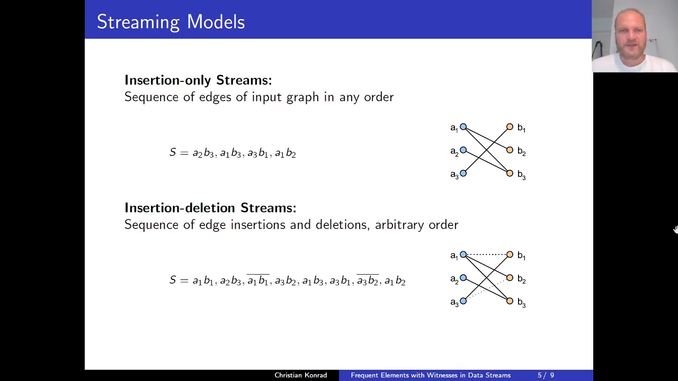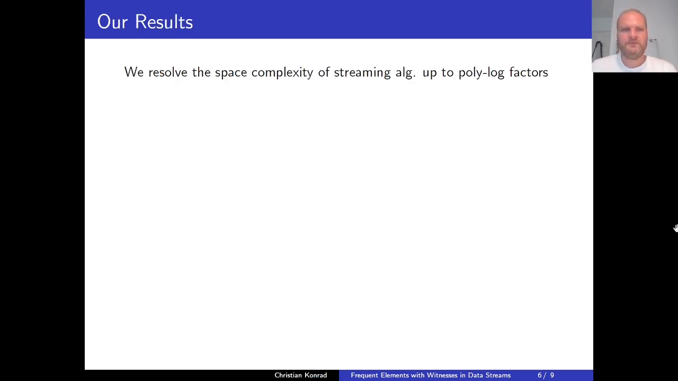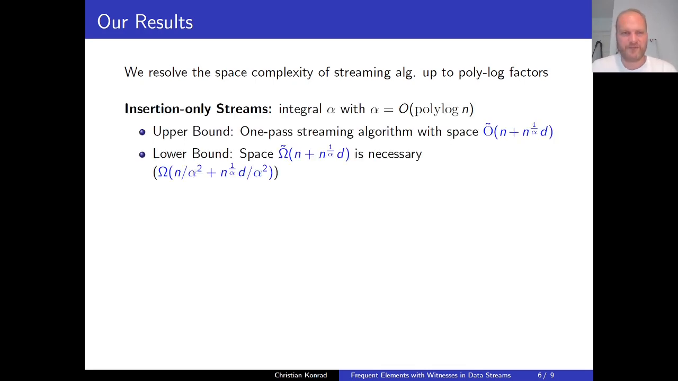Okay, now our results are as follows. We basically resolve the space complexity of streaming algorithms for this problem up to polylogarithmic factors for a wide range of parameters. So for insertion-only streams, if we would like to have an integral approximation factor alpha, which is polylogarithmic in n at most, then we give an algorithm with space O tilde of n plus n to the 1 over alpha times d, where O tilde hides polylogarithmic factors. We also give a lower bound that matches this upper bound up to polylogarithmic factors.